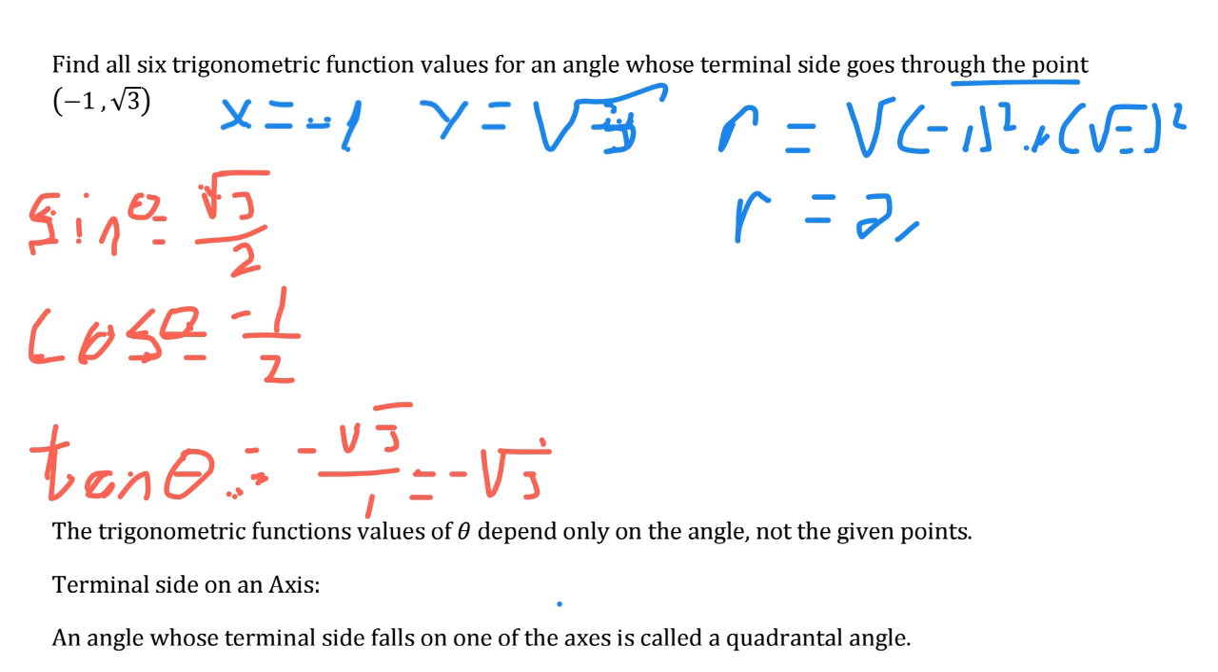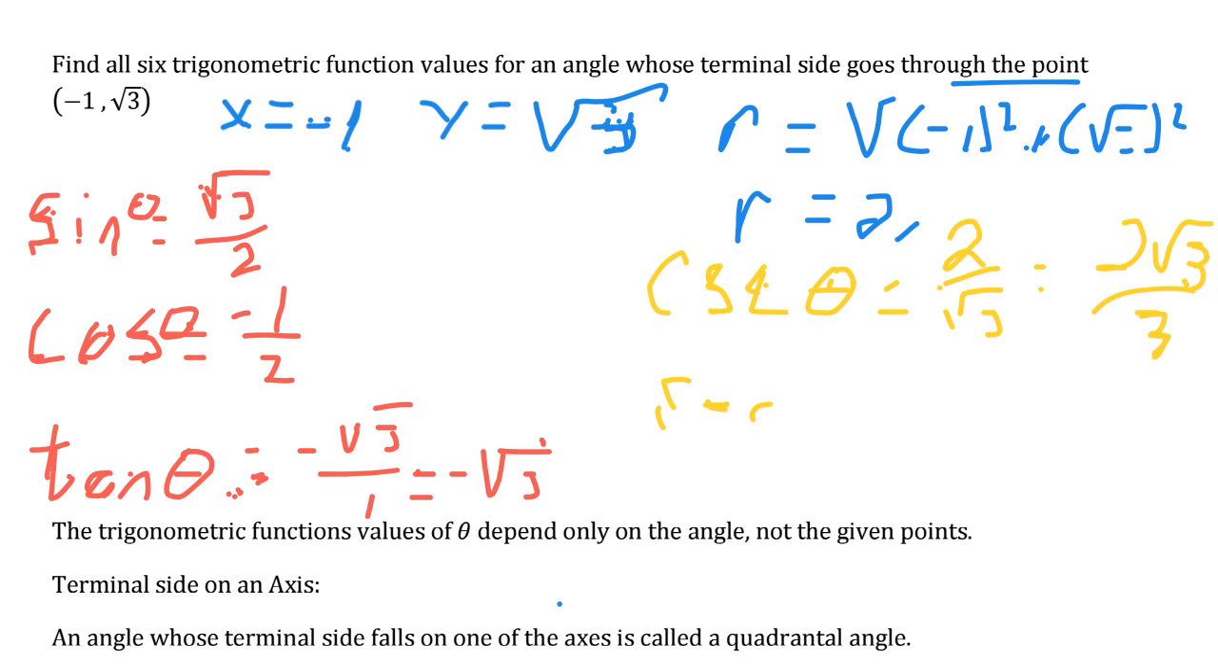All right, let's go look at reciprocal functions. I just go back and use these. Cosecant of theta, our angle, is going to be 2 over root 3, and we take that times root 3 over root 3, which is 2 root 3 over 3.